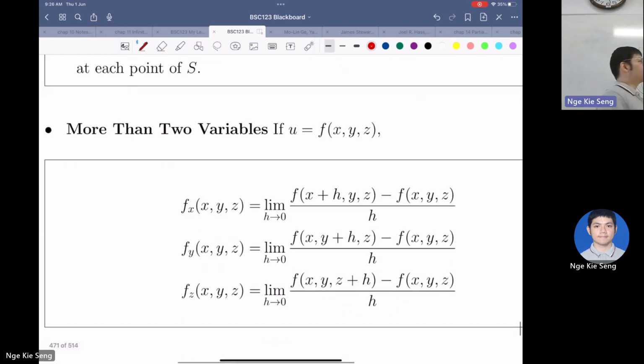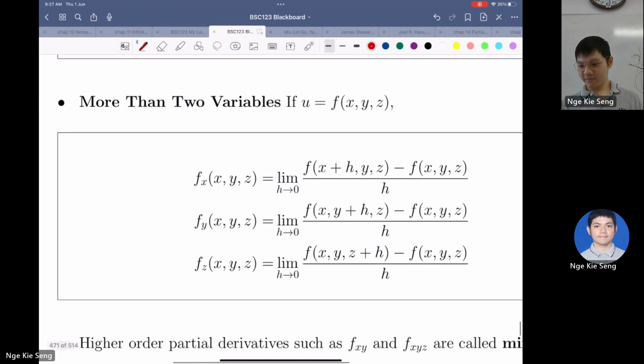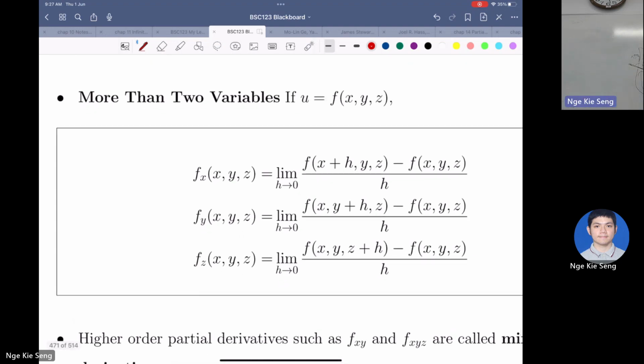So next is you can extend this part. Can I use this to prove continuity? No. This is one direction: continuous implies equal, not equal implies continuous. So only one direction. We can extend the definition to 3 variables, 4, 5, 6, 10 variables. If your data set forms a continuous set, then you can do this partial derivative.